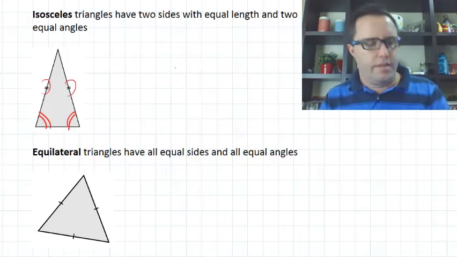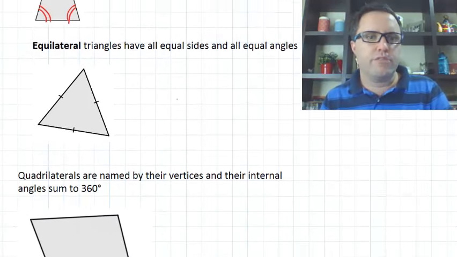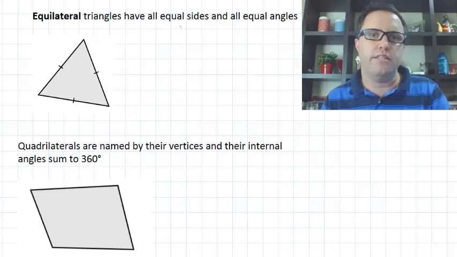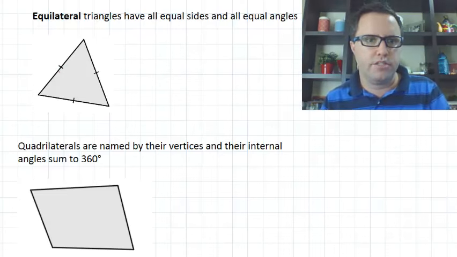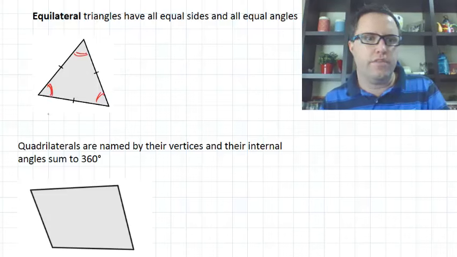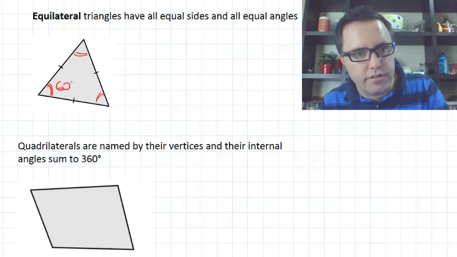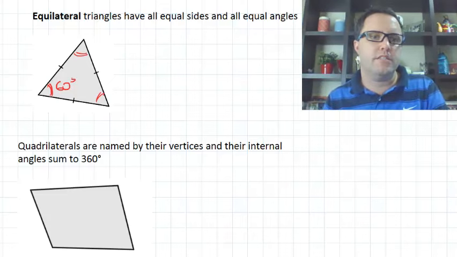Right. Equilateral triangles have all equal sides and all equal angles. So all the sides are equal to each other and all the angles are equal, and they're equal to 60 degrees because 180 divided by 3 is 60 degrees.